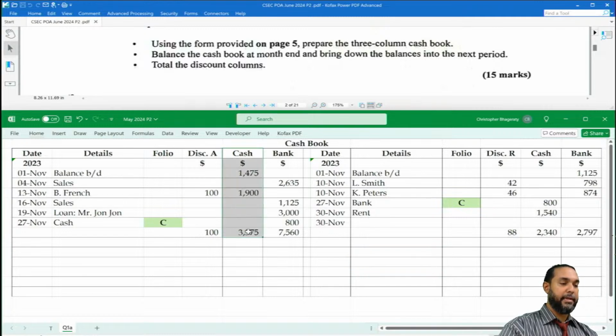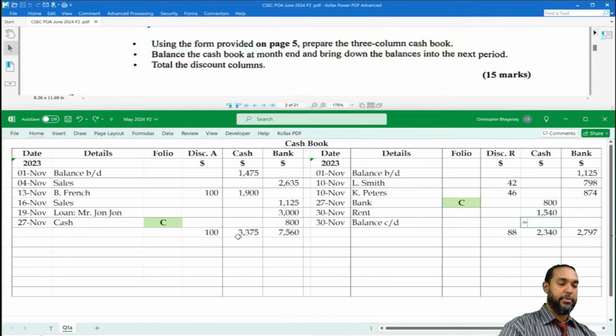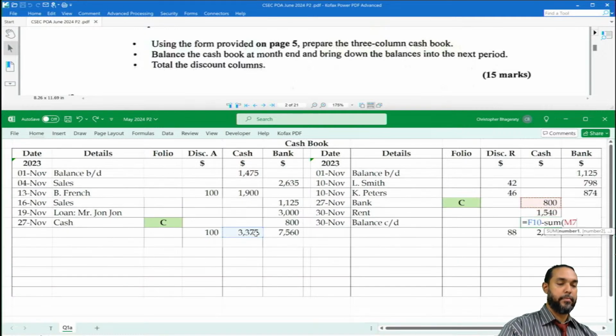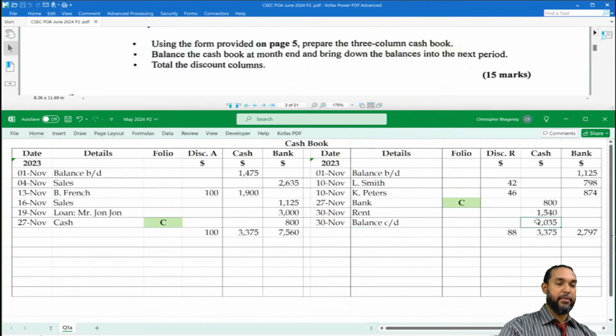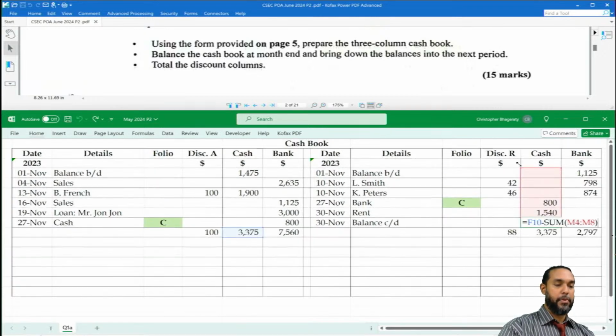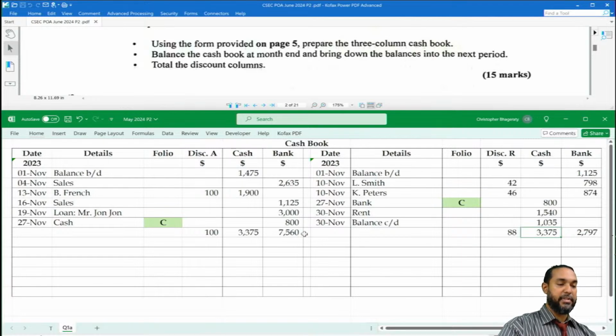So look at cash. Cash had a total of $33.75 in and $23.40 out. So to find the balance carried down the next period, we simply find the difference between $33.75 and $23.40. So that's $10.35. And then for the bank now, same thing. You're going to add up. So this side is 75.6, so this side is 27.97. Right?